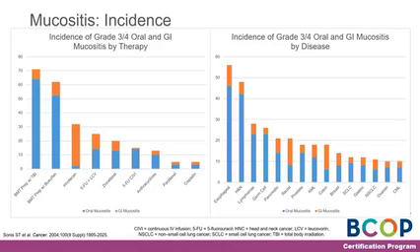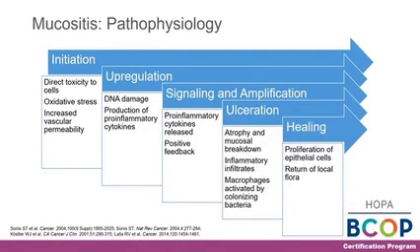The graph on the right-hand side categorizes patients based off of their primary disease state. You can see that this toxicity is most common in patients with esophageal and head and neck cancers. The development of mucositis is very complex, starting with the first phase of initiation. In this phase, chemotherapy and/or radiation can cause direct toxicity to the cells, tissue, and vasculature, causing generation of oxidative stress and reactive oxygen species. There's also an increase in vascular permeability by the inflammatory mediators that allows for a local accumulation of toxic drugs.